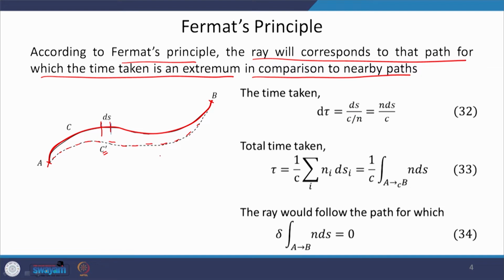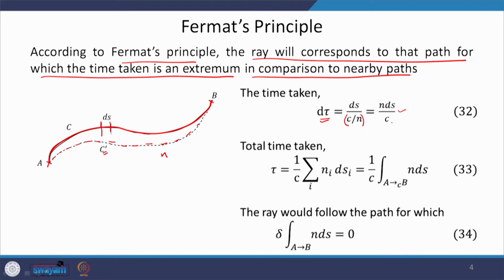Let us assume the refractive index of the medium is n. Then the speed of the ray in this medium would be c by n, which is written here. Therefore, to calculate the time spent by the ray in traveling the length element ds, it is given by ds divided by c by n, where d tau represents the elemental time the ray takes in covering distance ds. This relation can be written as n ds by c, where n is the refractive index of the medium and c is the speed of light in vacuum.